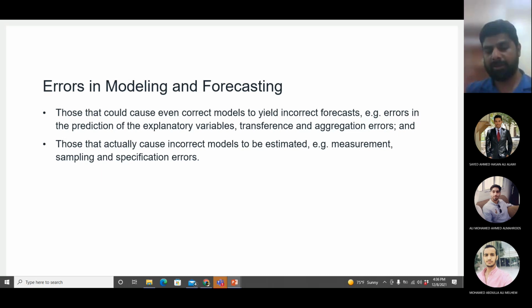The first type of error is the error which is caused because of the values which you are putting in the model. As simple as that. The model is correct, the equation is correct, the variables which you are using are those which should be in the model, but you are not taking the values correctly because of any of these things. Then the other set of errors are those caused because of an incorrect model. The model itself is incorrect.